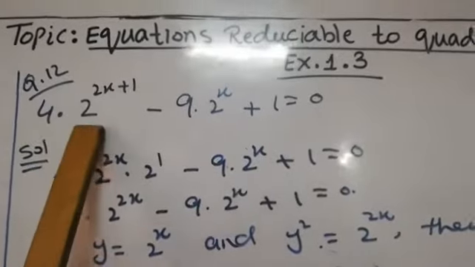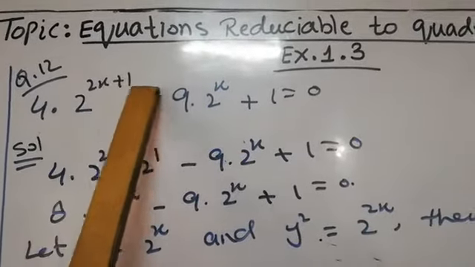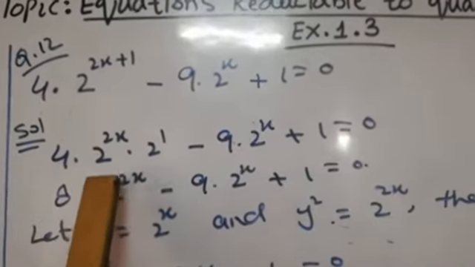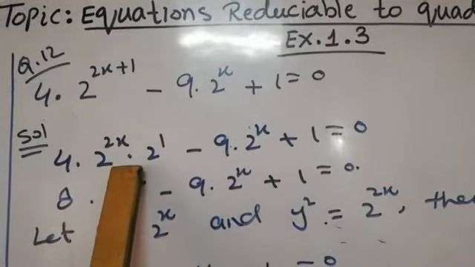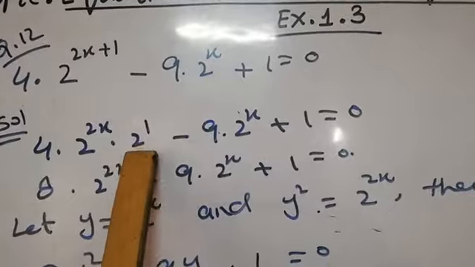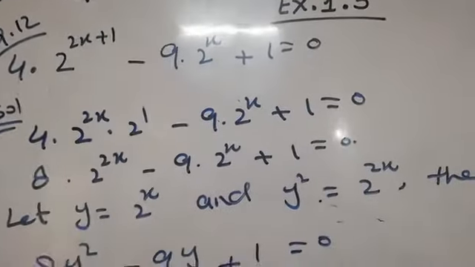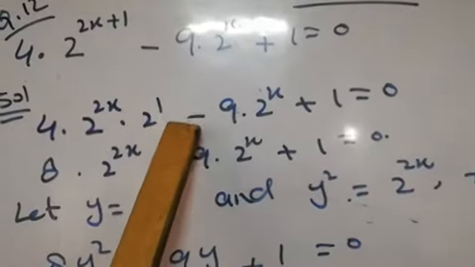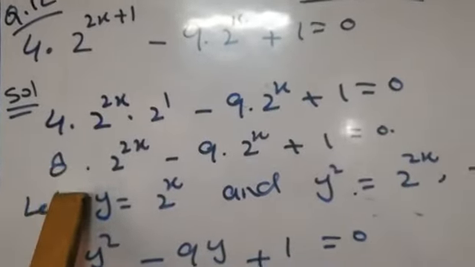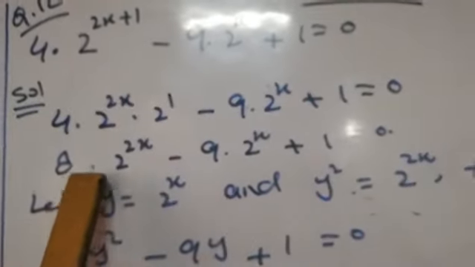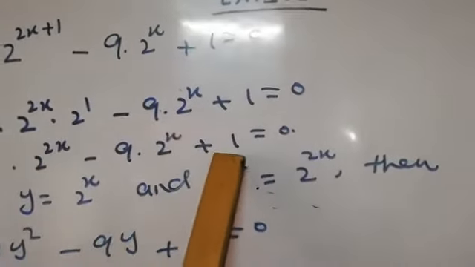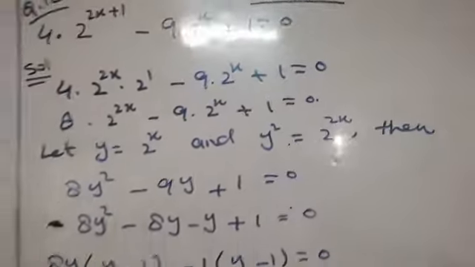So you can see that 2 into 2^(x+1) is the combination of two values, which means 2 into 2^x means multiply 2 into 2 raised to power 1. We will write this, and now you know that 2 raised to power 1 means 2 1s are 2, 2 4s are 8. This will become 8 into 2^(2x) minus 9 into 2^x plus 1 is equal to 0.